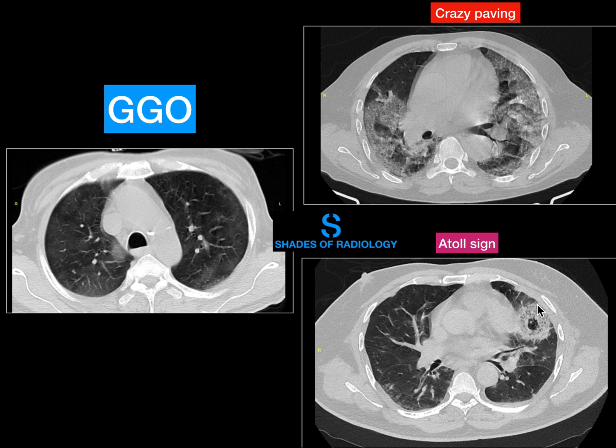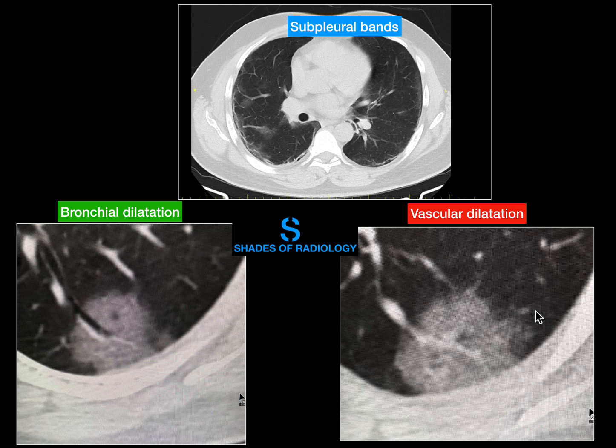And coming to Atoll sign, which I have shown in the illustration also, central lucencies with peripheral ground glass or increased alveolar opacification will be there. We call it Atoll sign. So all these three are classic findings of COVID-19. And presence of subpleural bands, bronchial dilatation within the alveolar opacity, and vascular dilatation as well. So all these are the classic features of COVID-19.